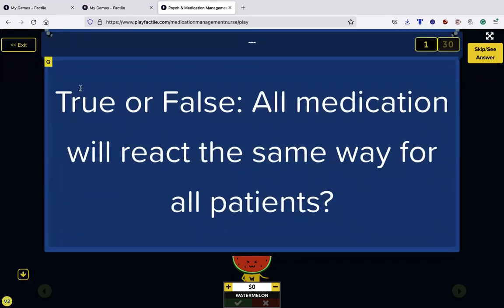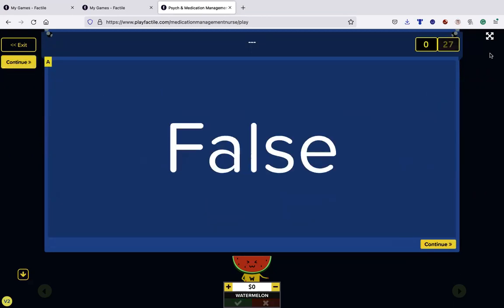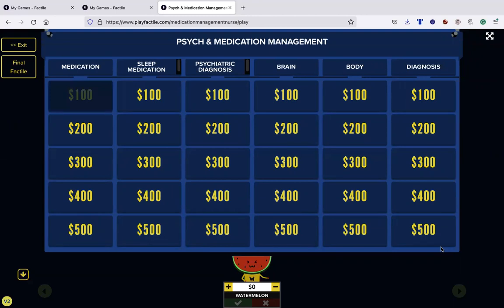True or false, all medications will react the same way in all patients? Absolutely not. I think most of us already know that. Some people can take melatonin, something we kind of look at as very light and simple, and it's great. Other people take it, and for me, it makes me so anxious. I want to rip my skin off. It's like, how does that make sense, right? So it's very important to understand that it's not always going to react the same way.